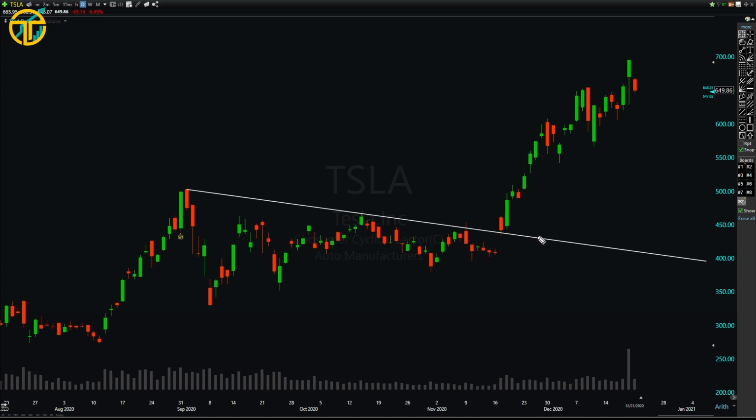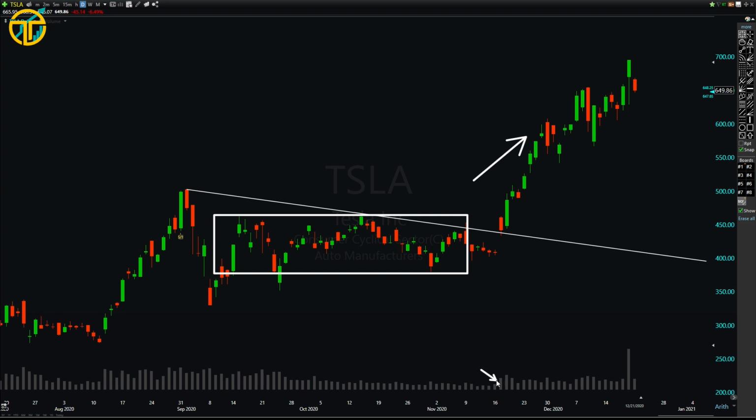Okay, so really good example there on Tesla of the type of flag breakout that I'd like to see. And really the key there, again, is that you have this extended period of consolidation, where it's trading in this tight range. And that long period really gives you the potential for this explosive move.